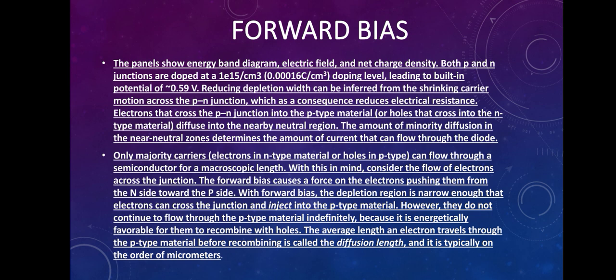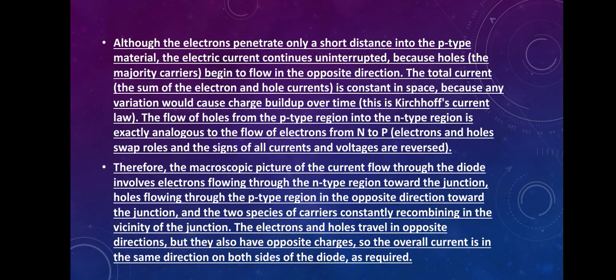With forward bias, the depletion region is narrow enough that electrons can cross the junction and inject into the p-type material. However, they do not continue to flow through the p-type material indefinitely because it is energetically favorable for them to recombine with holes. The average length an electron travels through the p-type material before recombining is called the diffusion length, and it is typically on the order of micrometers.